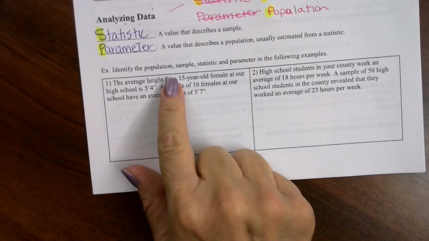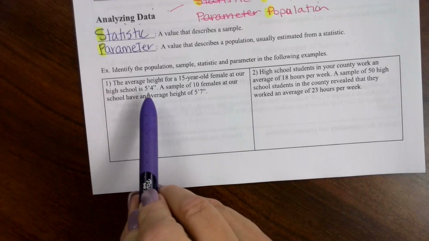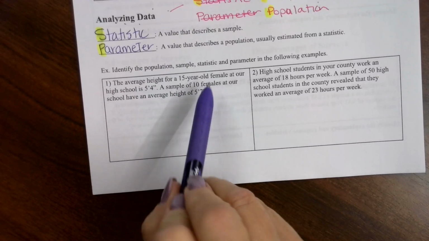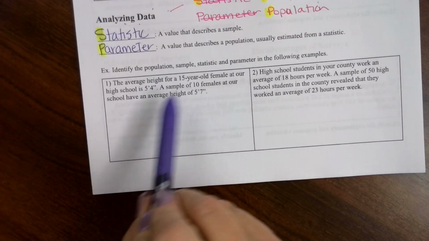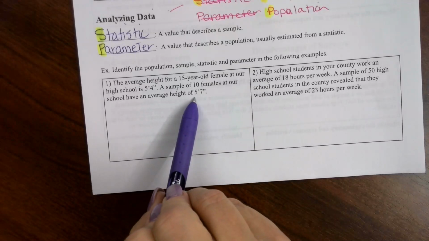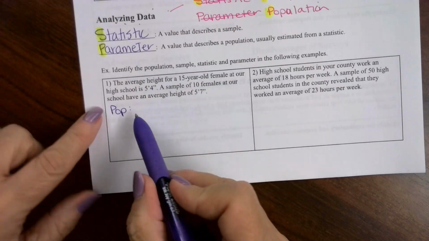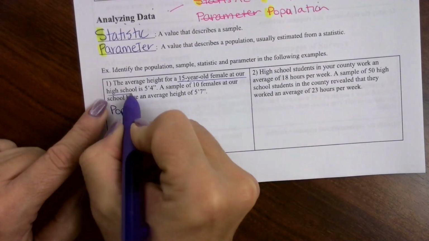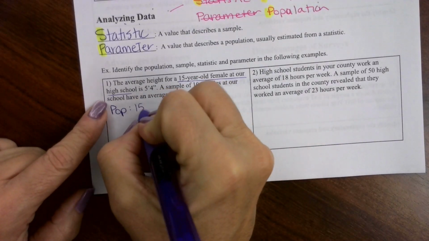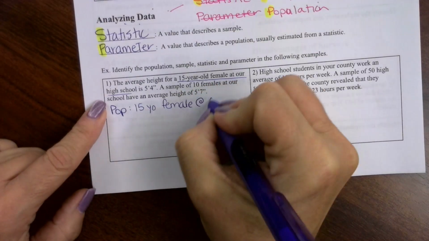All right? So if we go down here, identify the population, sample, statistic, and parameter in the following examples. The average height for a 15-year-old female at our school is 5'4". A sample of 10 females at our school have an average height of 5'7". So if we look at our population here, the population is going to be the bigger part, and what this is is 15-year-old females at our high school.